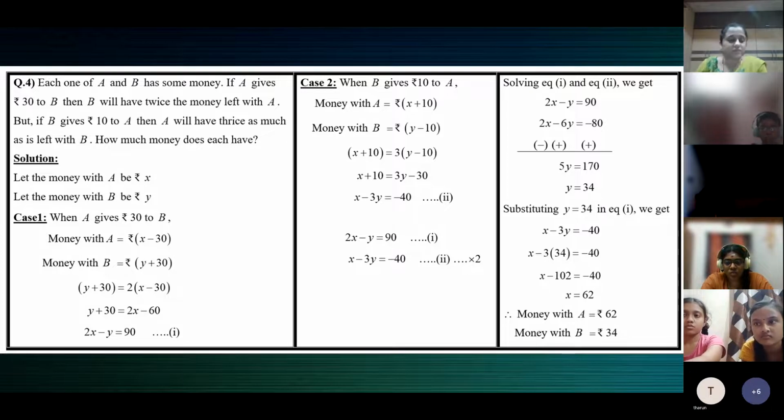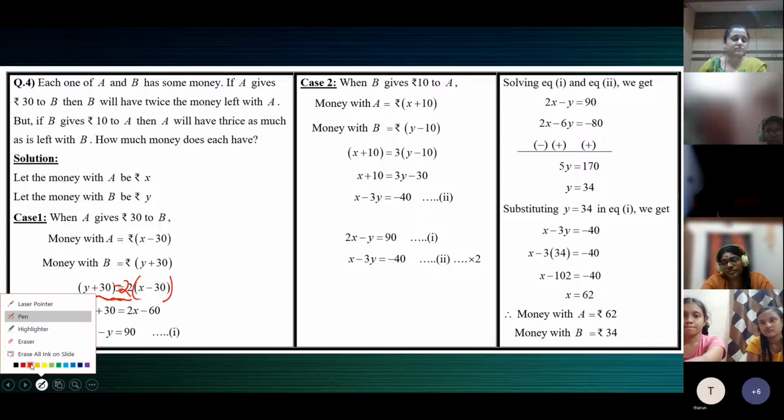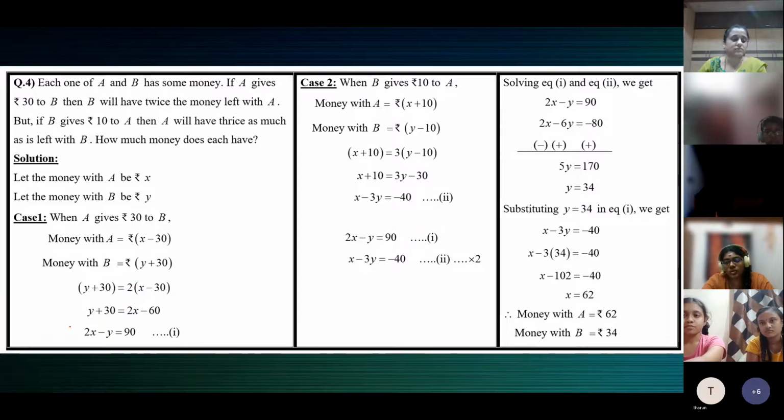So since it was given B, I've written from B here. See here, this is what B has. B will have twice as much as left with A. So I've written B first. Then here, A will have thrice as much as left with B.